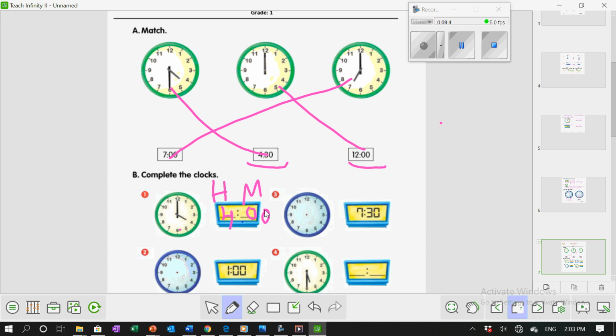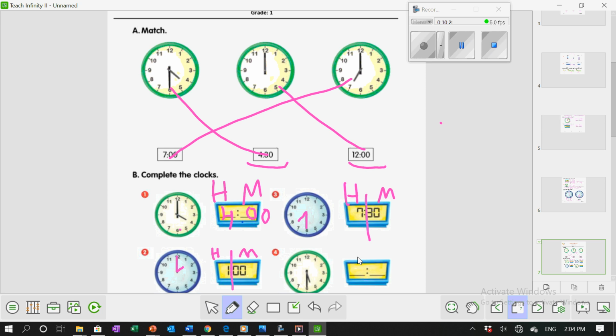Now 7:30. Here is H and here is M. M is 30 minutes. Let me use the mouse. It is 30 and the hour is 7, so it's between 7 and 8. Remember, our hand is moving. Here is hour, and here is minutes. How many hours? Perfect, 1. How many minutes? 0. It's 1:00.